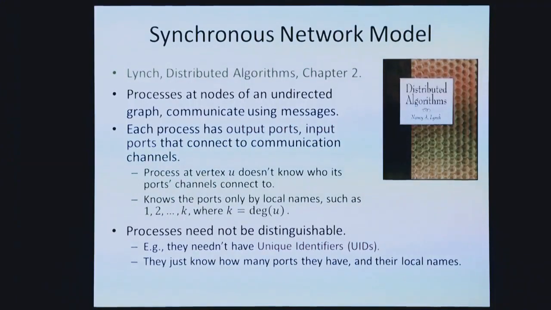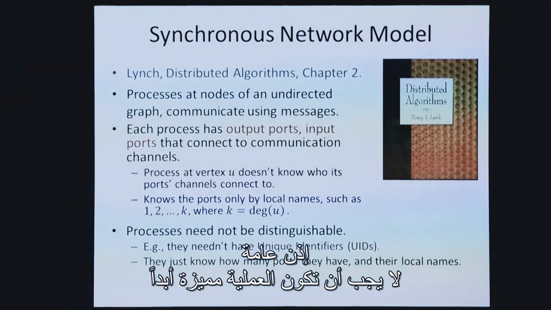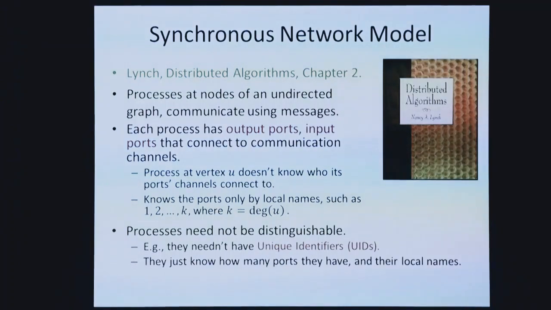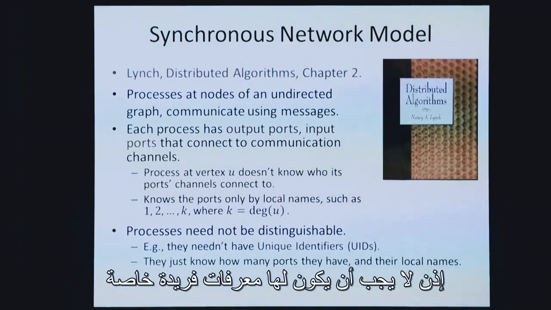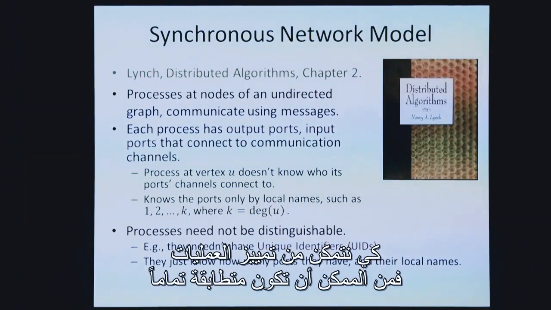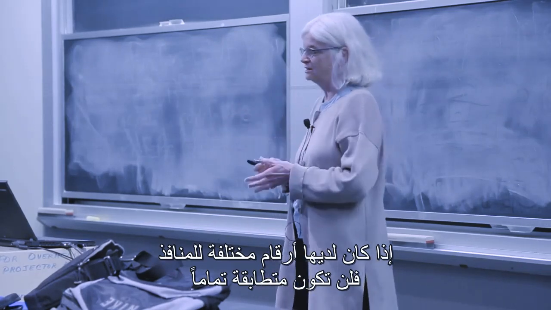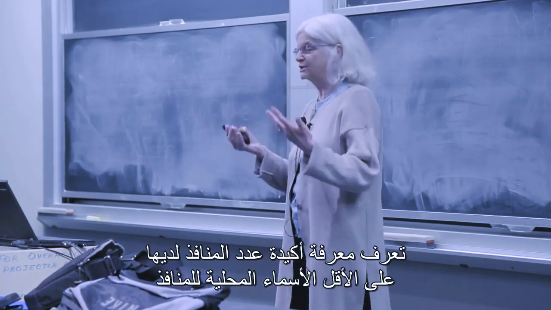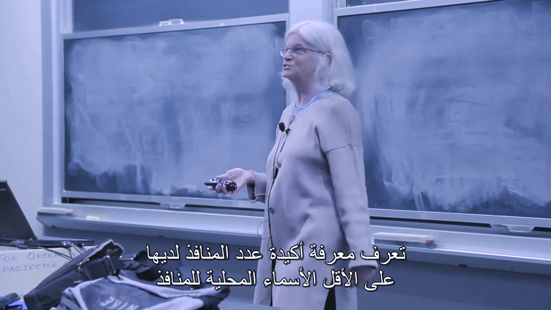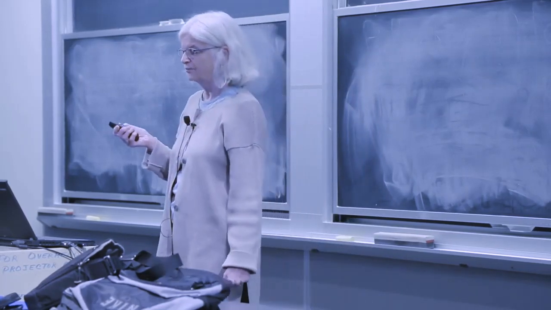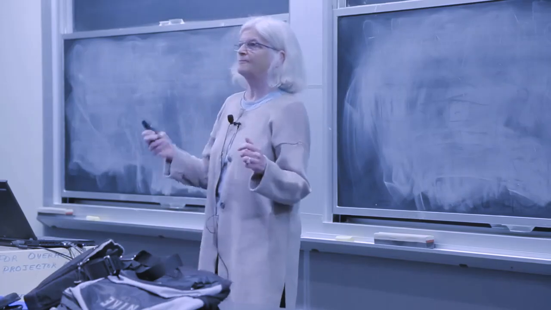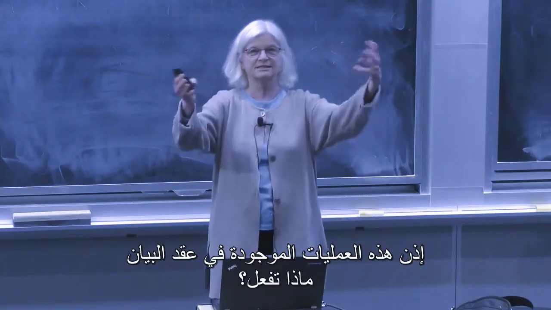Okay? So in general, the processes don't have to be distinguishable at all. They don't have to have special unique identifiers so you can tell the processes apart. They could be completely identical. Well, if they have different numbers of ports, they're not exactly identical. They certainly know how many ports they have, and at least the local names of the ports. Okay, good.